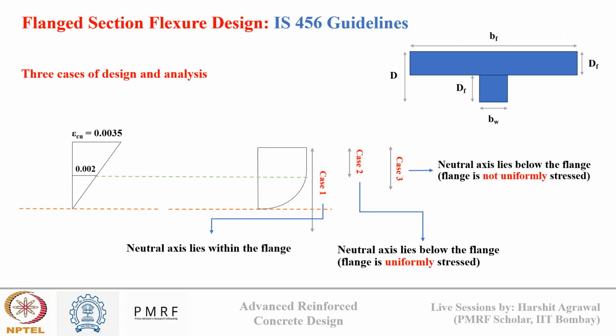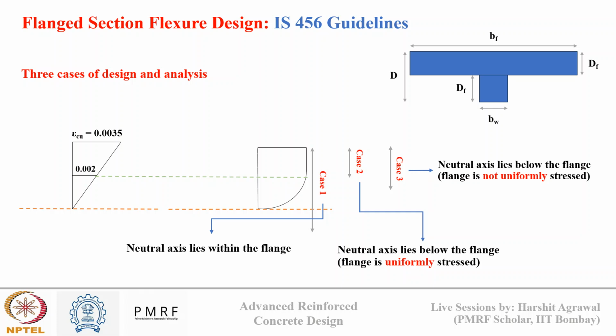Then we saw design of flanged section, where we saw that the design has three subdivisions based on the depth of neutral axis xu and the flange depth Df. If my depth of neutral axis is greater than the depth of flange, then we say the neutral axis lies below the flange part, so the entire compression block is in the flange.